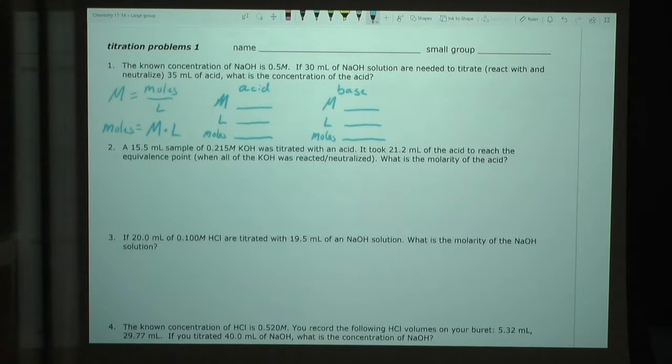Then I read the problem. It says the known concentration of NaOH is 0.5 molar. So is NaOH your acid or your base? Base. How do you know? I don't know that I've gone over that. How do I know NaOH is my base? That's not my acid.